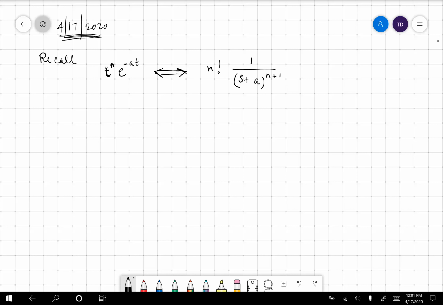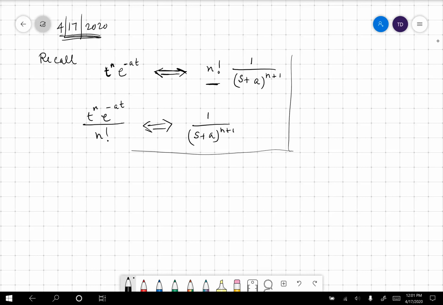And there are a number of ways that we can look at this. The first thing we can do is we know that n factorial is just a constant. So I can divide both sides of this transformation by that constant. And if I do, we'll have the following: t to the n e to the minus at divided by n factorial Laplace transforms into 1 over s plus a to the n plus first power. And that's a great way to look at it. So right now we have two ways to look at this Laplace transform. They're both great ways to look at it.